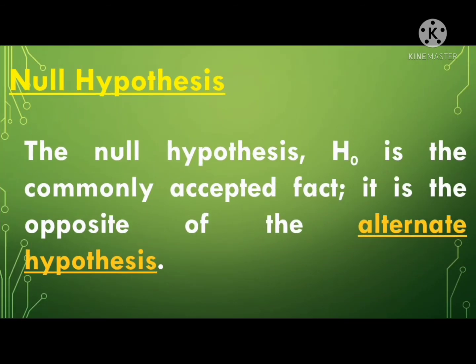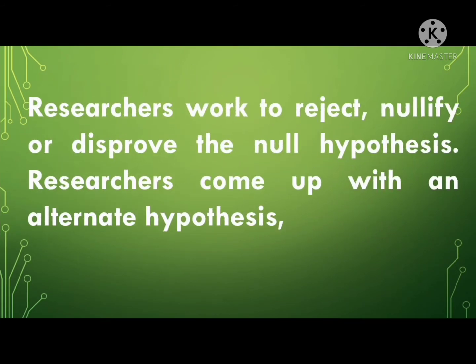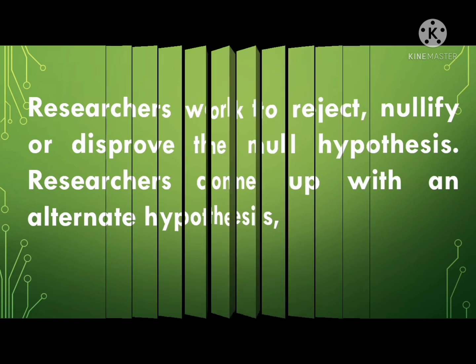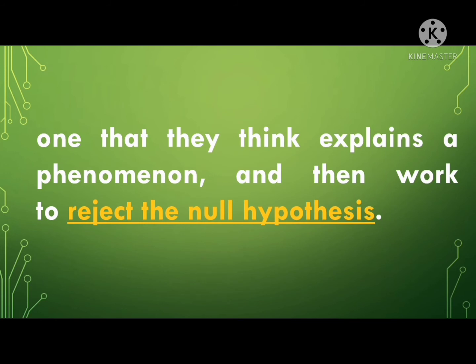What is null hypothesis? The null hypothesis is the commonly accepted fact. It is the opposite of the alternate hypothesis. Researchers work to reject, nullify, or disprove the null hypothesis. Researchers come up with an alternate hypothesis, one that they think explains a phenomenon, and then work to reject the null hypothesis.